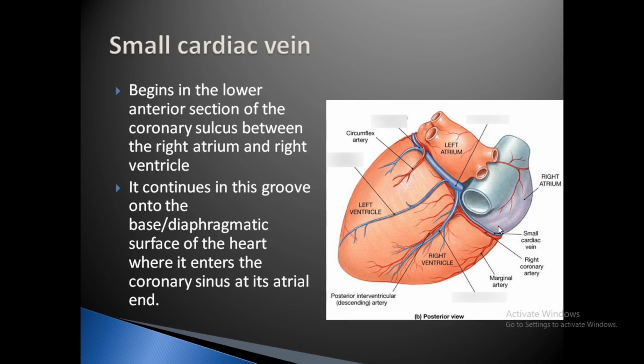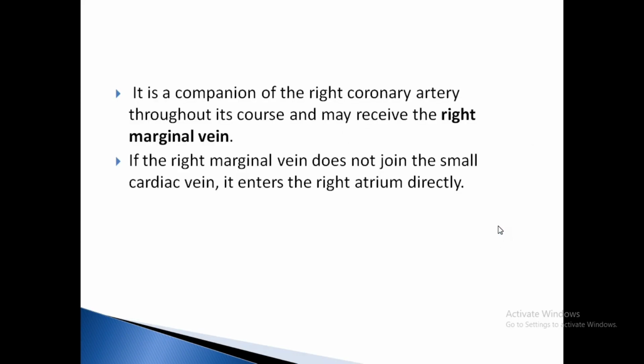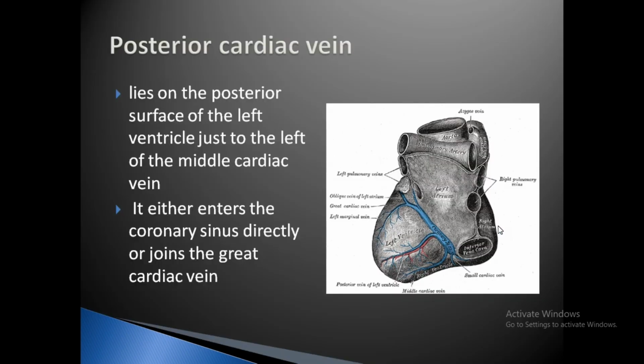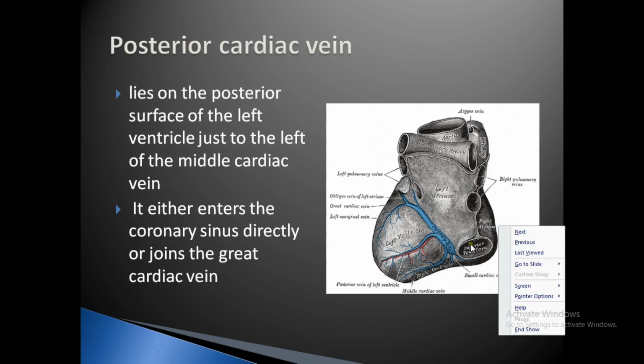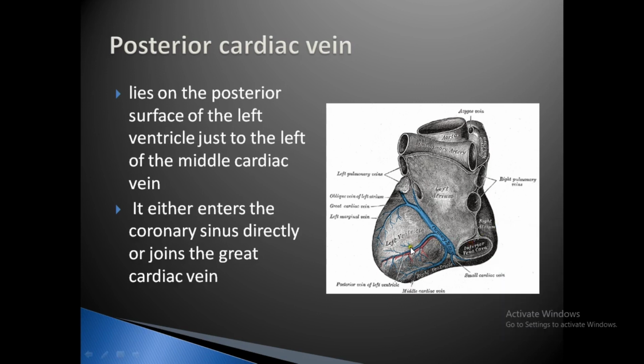Then we have the posterior cardiac vein, or this is the posterior cardiac vein, which is also called the posterior vein of the left ventricle. It lies on the posterior surface of the left ventricle, just to the left of the middle cardiac vein. You can see this is the middle cardiac vein, and the posterior cardiac vein lies to the left of the middle cardiac vein. It enters the coronary sinus directly or joins the great cardiac vein.